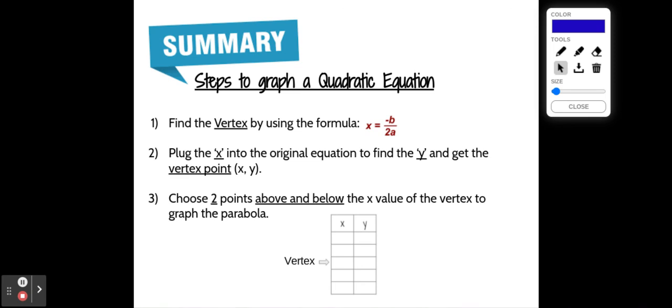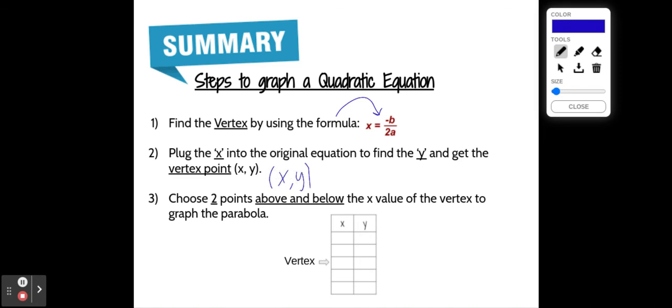Okay, so we've got a summary here. Go to the summary page of your notes. A couple of things to fill in. Find the vertex by using this formula. That's going to help you out with your vertex. Remember that that formula is for the axis of symmetry. Then step 2, plug the x into the original equation to find the y so that you get your vertex point.